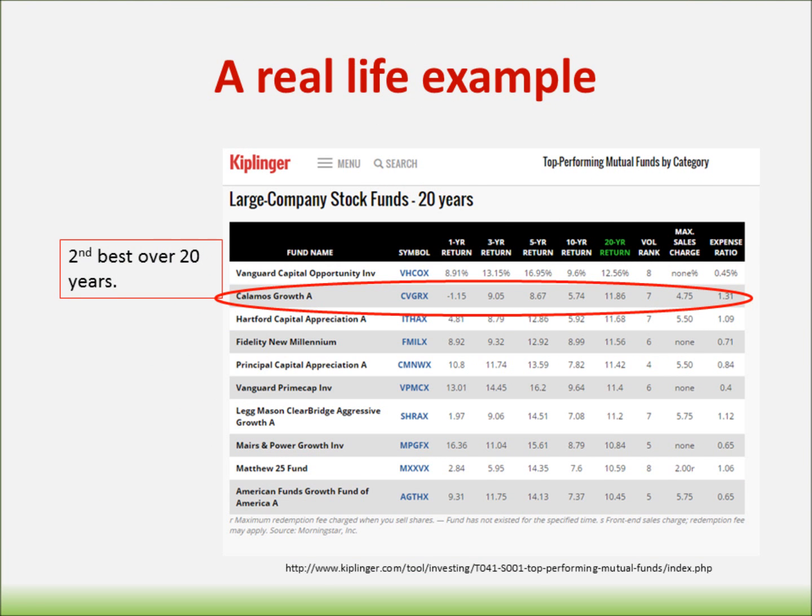Now let's look at a real-life example. So I googled top-performing mutual funds and got something from Kiplinger, and they rank funds by different time periods. This was their list for best-performing large company stock funds over a 20-year period. Kiplinger does provide the 1, 3, 5, and 10-year performance, which is good since I could tell just by looking at the second one that it was going to be a good example of the start date dilemma. Sometimes you may see promotional literature that does not provide this level of detail or where the start date of performance reporting has been selected to suit the fund promoter.